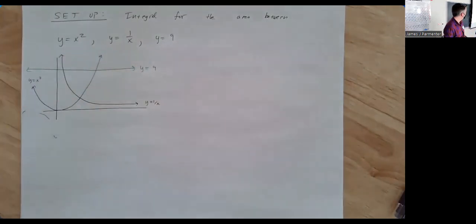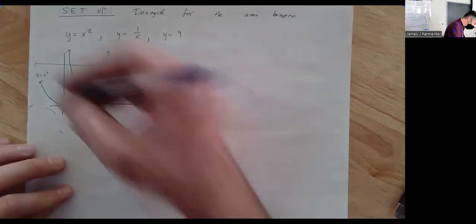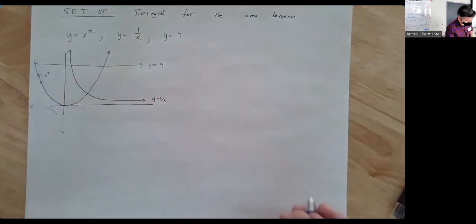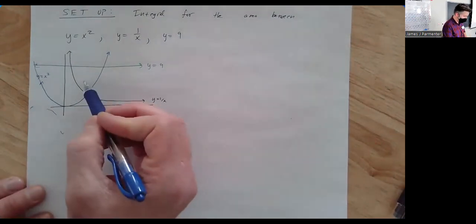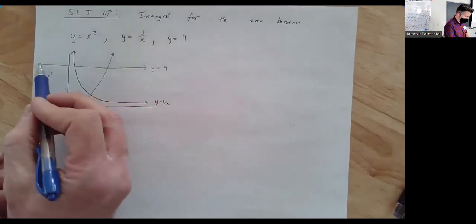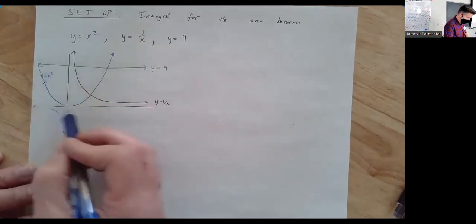Now I should be explicit here. If someone says find the area between so many graphs, each of those functions or graphs has to be a boundary of the region. What I mean is that if I continue this parabola to the left here, this is where the person writing the problem, me, has not been explicit enough, because technically there are two valid regions. There's this region here bounded by y equals 9, y equals x squared, and y equals 1 over x. And there's also this region here bounded by y equals 9, y equals x squared, and y equals 1 over x.